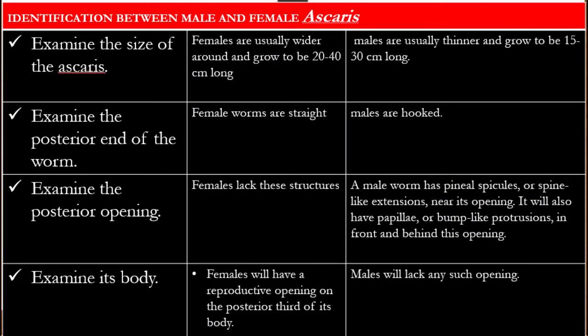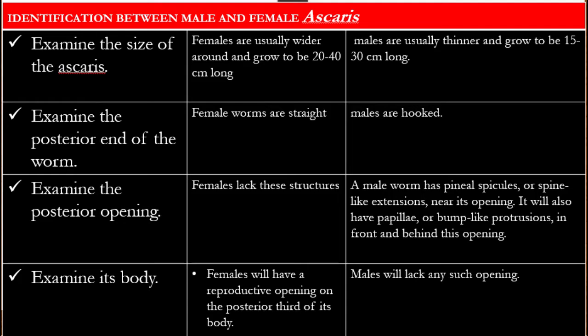Now the next one is the identification of male and female Ascaris, because the example of this phylum is Ascaris. We have some methods for identifying the male and the female Ascaris, because the male and female forms of Ascaris show differences in their morphological characteristics.